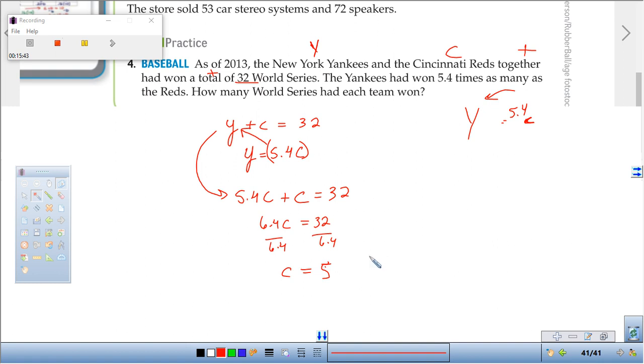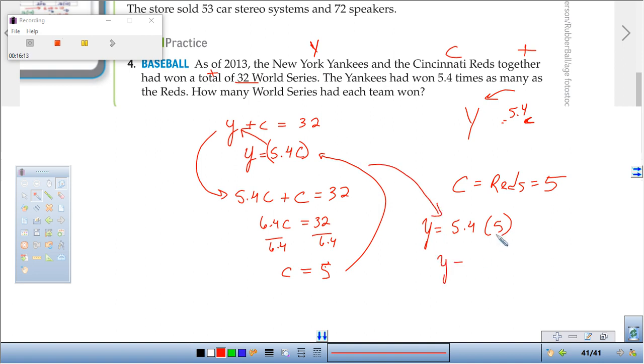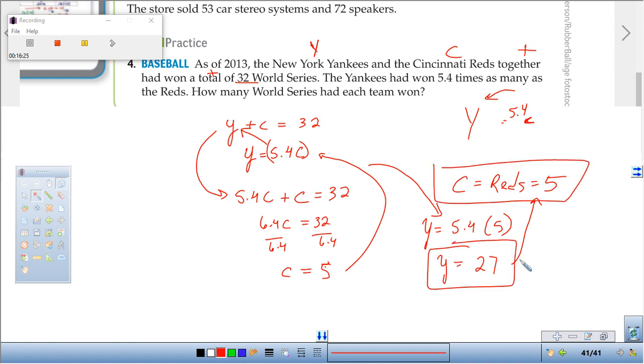Okay, 5. Now when it comes to that part, you got to think about this. Who are the C's? The C's are the Reds, right? And they have won 5 times. The Yankees, on the other hand, let's plug that 5 right into there, and we get the Yankees are equal to 5.4 times 5. So Yankees is equal to, what is that, 27? Yeah, right, 27 and 5. Yep, that works out. Which is the Yanks.